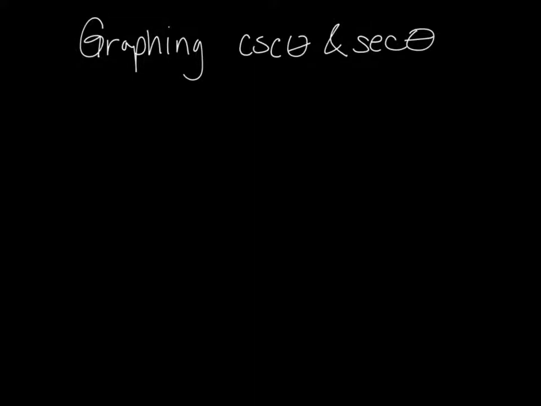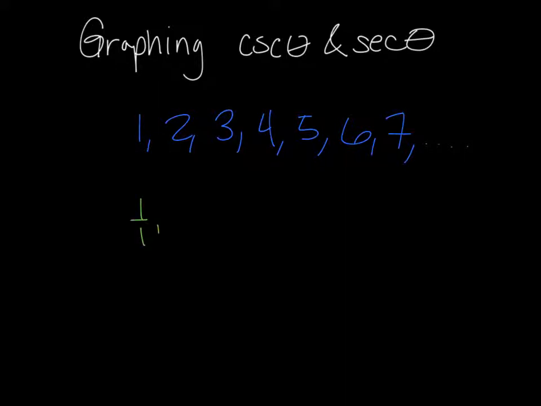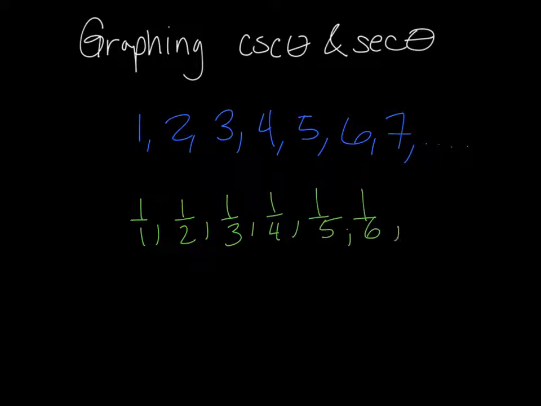So before we get to graphing, let's actually understand a concept real quick. Let's say I have the numbers 1, 2, 3, 4, 5, 6, 7, and so on. Now let's say I do the reciprocal of those numbers. So the reciprocal of 1 is 1 over 1. The reciprocal of 2 is 1/2, 1/3. The reciprocal of 4 is 1/4, 1/5, 1/6. And as we go on, this continues.